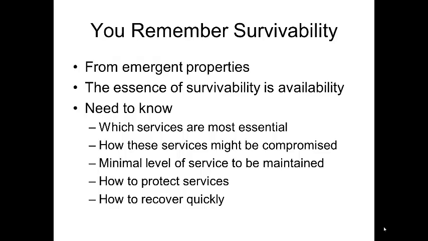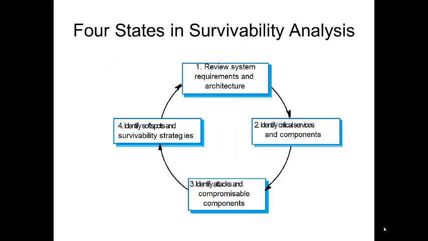So one of the major researchers in this area is a guy by the name of Ellison. He has 3 principles. One is resistance, repel attacks, for example, using digital certificates. Recognition, detect problems, for example, using checksums. And recovery, for example, incorporating fault tolerance into your system design. So 4 stages in survivability analysis: review the system and architecture, identify the critical services and components, identify attacks and compromisable components, and identify soft spots and survivability strategies for the system.